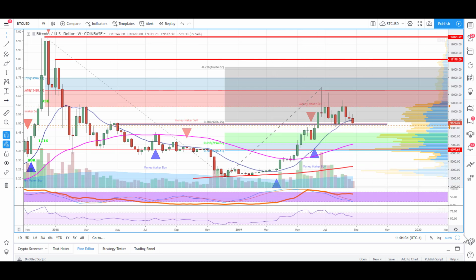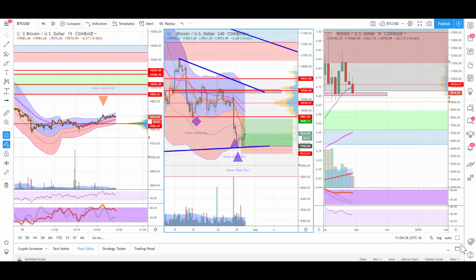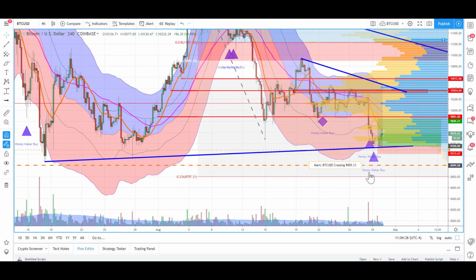Money makers have been firing on the 4 hour, which is actually where our current entry is. And nice bounce there if you're interested in that.